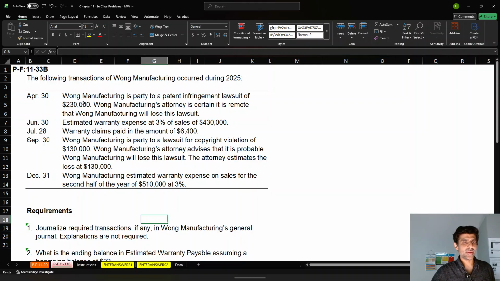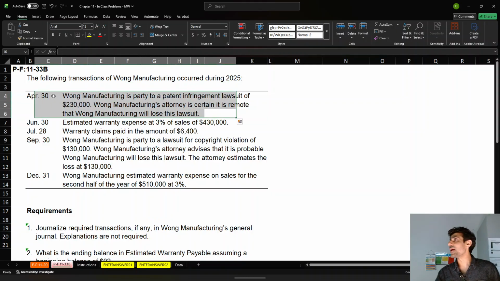Okay, so the first one, you're party to a patent infringement lawsuit, and the attorney is certain it is remote that we will lose, or this company will lose. So we don't have to do anything. If it's a remote possibility, no disclosure, no journal entry, nothing.